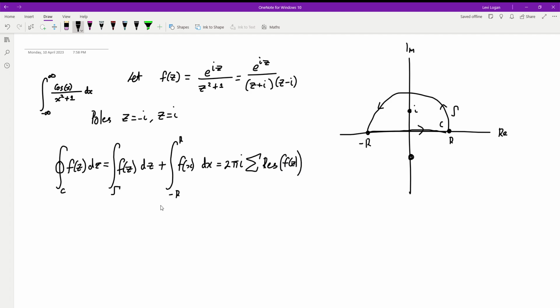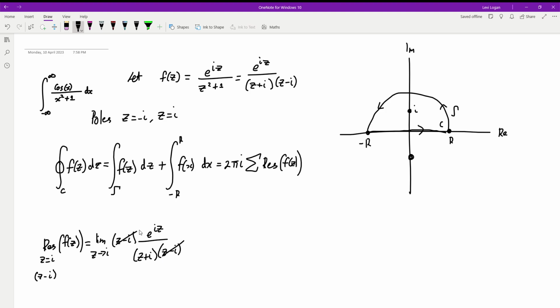Now f of z, let's find the residue. So we only have one pole, z equals i. So the residue at z equals i of f of z is basically equal to the limit as z approaches i of, if we rearrange this, we'll have z minus i here. So we'll have z minus i multiplied by f of z, which is e to the i z over z plus i times z minus i.